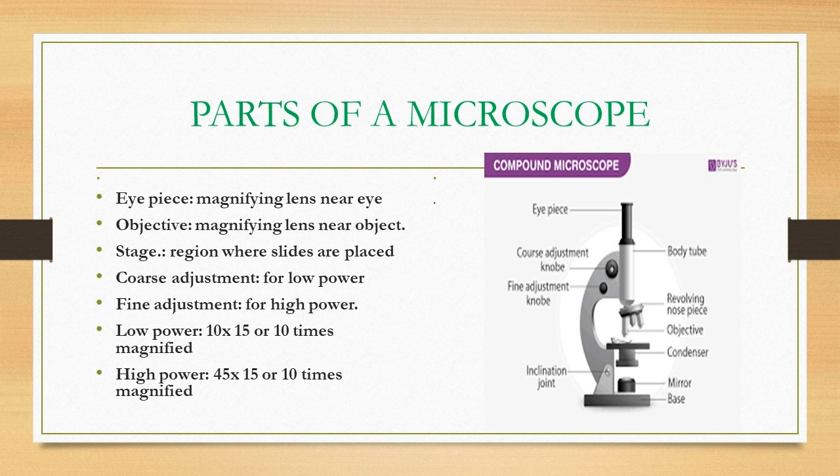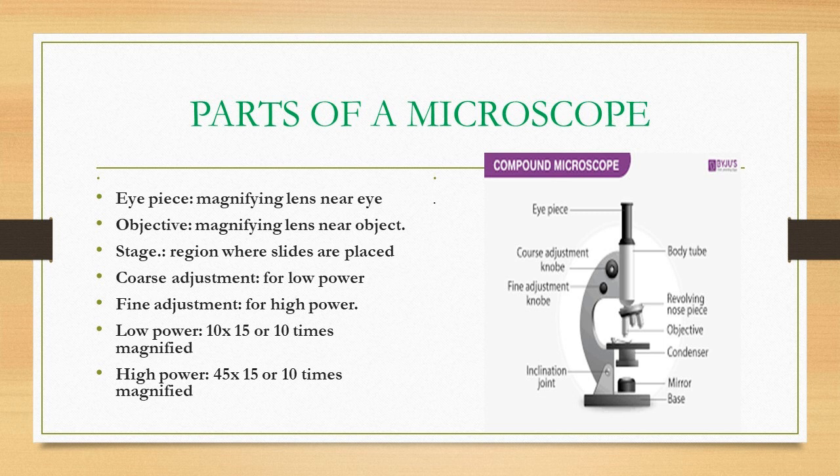The part where you put your eyes to look into the microscope is called the eyepiece. There is a lens in the eyepiece and it is called the eyepiece lens. The objective lens is the lens which is nearer to the object. So these two lenses together magnify the object that is put on the stage of the microscope many times.